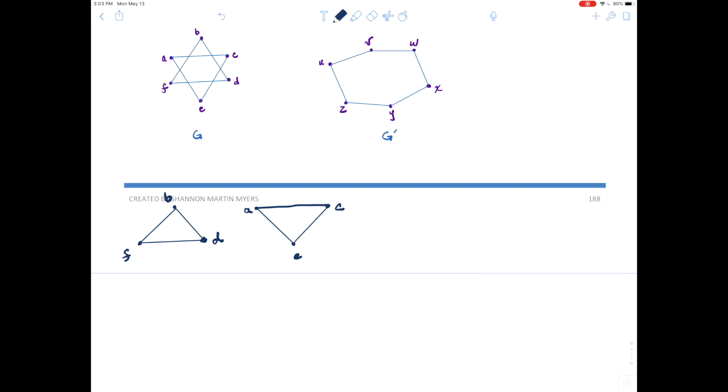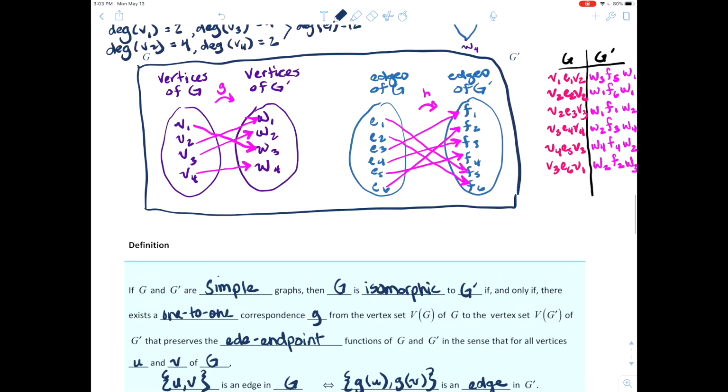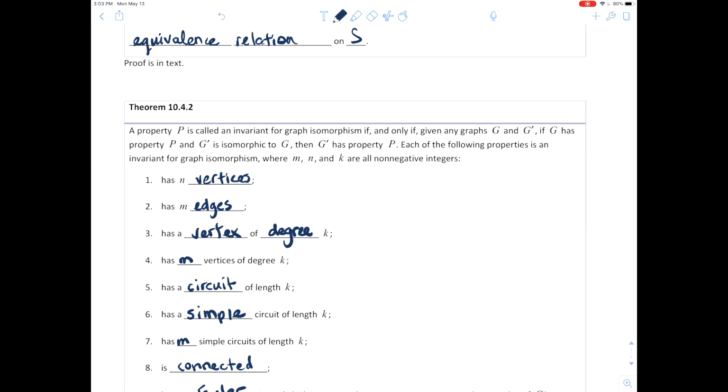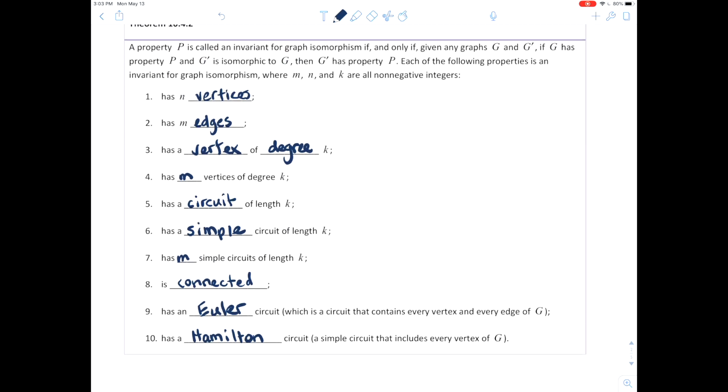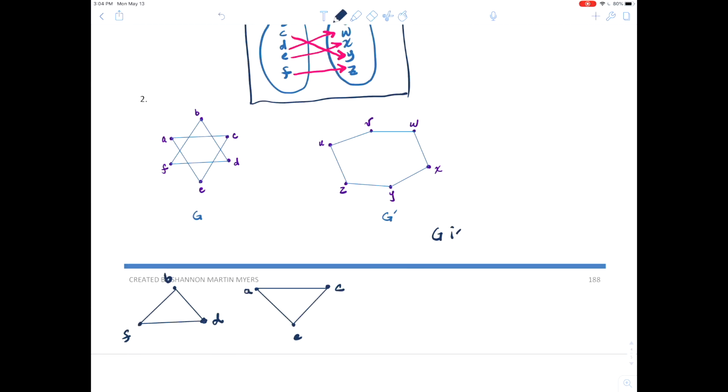And so the graph of G is not connected. So G is not connected. And if you look at 10.4, what does it say? In one of the invariants, do you see that it has to be connected, right? G is not isomorphic to G prime, since G is not connected.